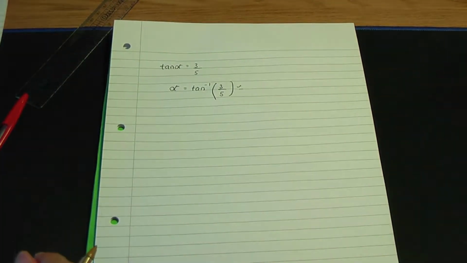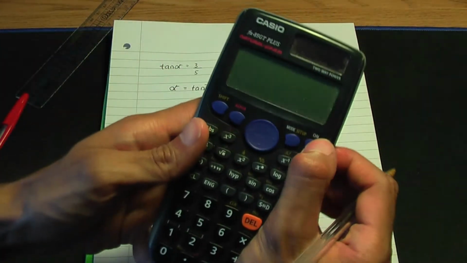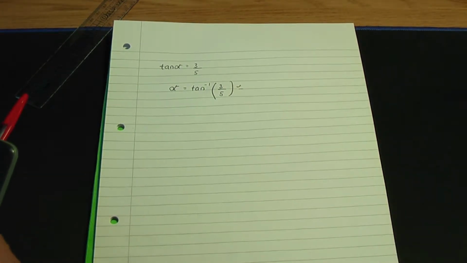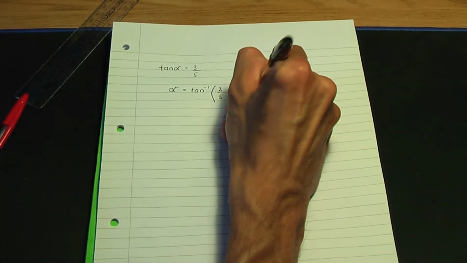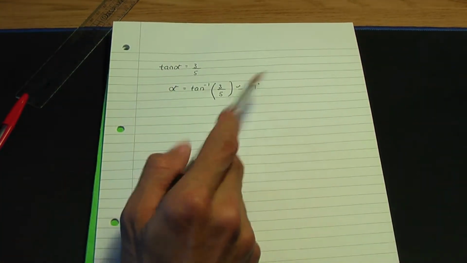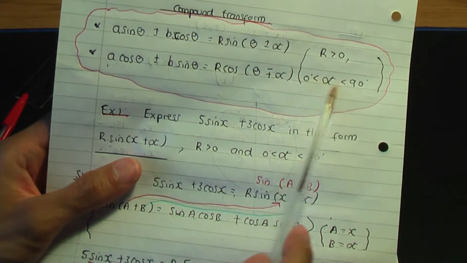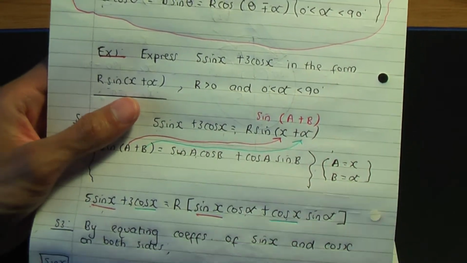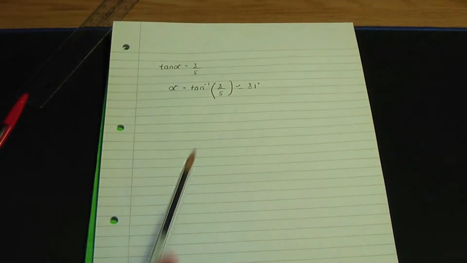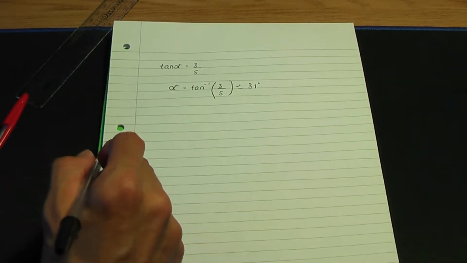If you work out the inverse tan of 3 over 5, let's have a look. I have my calculator over here. So inverse tan 3 over 5, we should have 31 degrees. Just as a double check, when you work out alpha, remember, alpha is an angle between 0 and 90 degrees. So that is a good double check of your angle for alpha. So that is how you work out alpha.